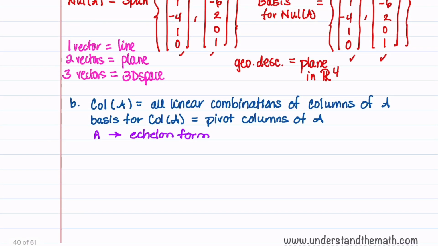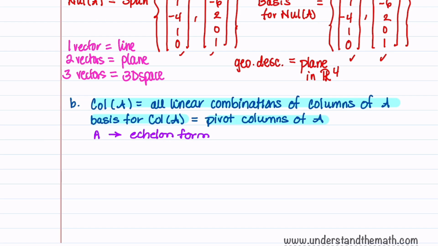Let's now look at the column space of a matrix. A little bit of theory first. The column space of a matrix A is all the linear combinations of the columns of A. And then the basis for the column space of A is just the pivot columns of matrix A. Let's first write down what the column space of A is. It's going to be all the linear combinations of the columns of A.